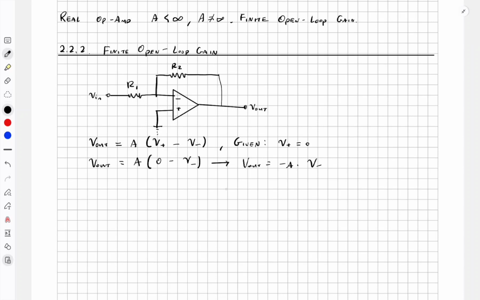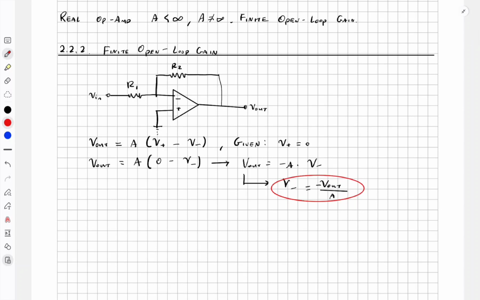Now I'm going to solve for V minus, which says that V minus is equal to negative V out divided by A. Okay, so I'm going to save that because this equation will come in useful in a little bit.